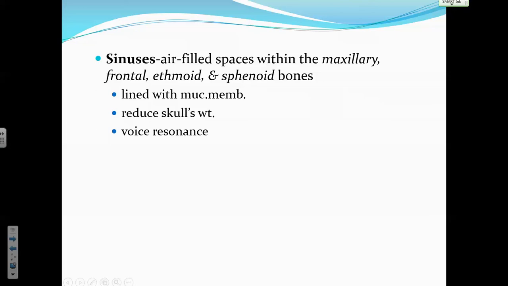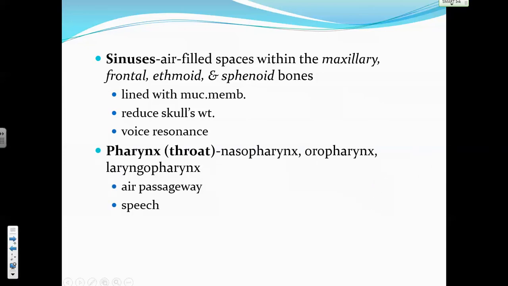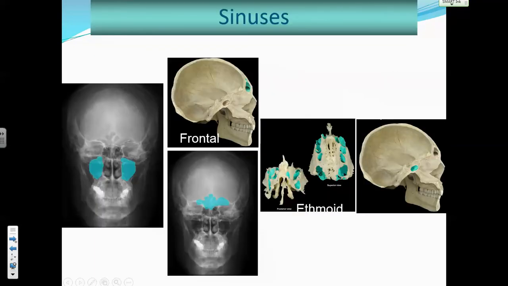But it also helps with, it's not a big deal, but it helps with your voice resonance. You know, if you've got a cold and everything's all blocked up there, your voice sounds a little different, like mine right now. But anyway. All right, then I'll come to the pharynx in a minute.